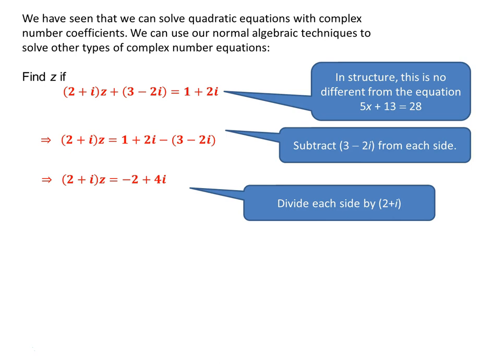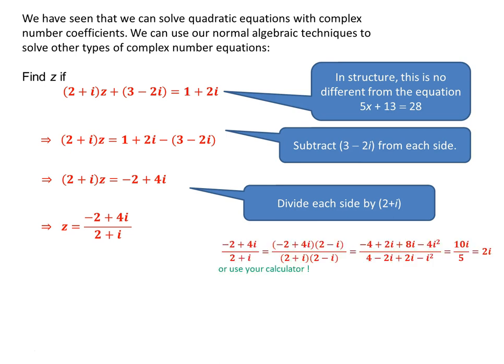If I divide each side by 2 plus i, I'm going to get z is minus 2 plus 4i divided by 2 plus i. Now we can either work that out by multiplying top and bottom by the complex conjugate of the bottom, in other words multiply top and bottom by 2 minus i, or if you've got a calculator which will handle complex numbers, we can just use our calculator to do it. Whichever we do, we end up with z equals 2i.